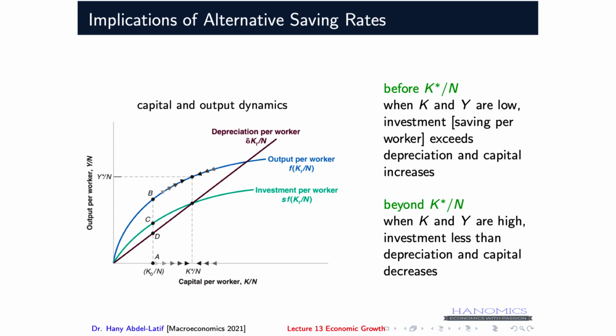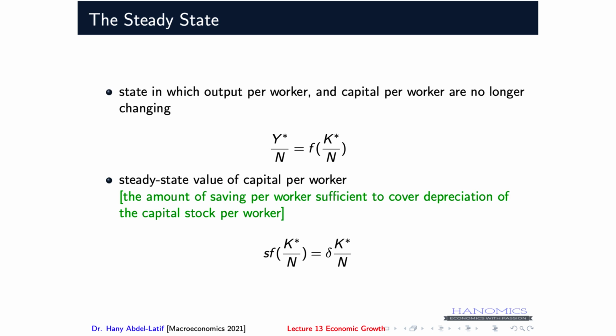But beyond that K star over N, capital and output are high, and investment becomes less than the depreciation rate, and then we move back to that point again, which we denote as K star over N. So what is the significance of that point, K star over N? This point denotes what is known as the steady state.